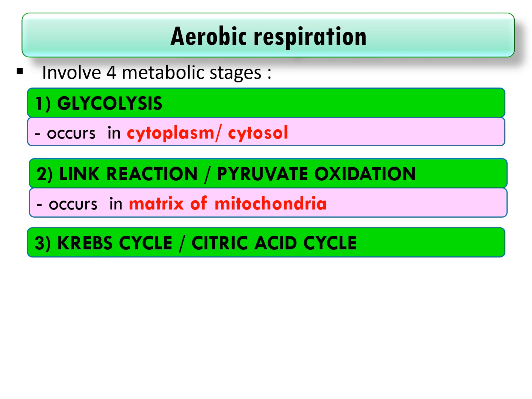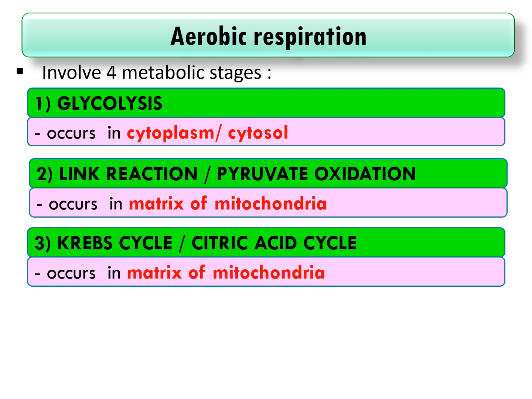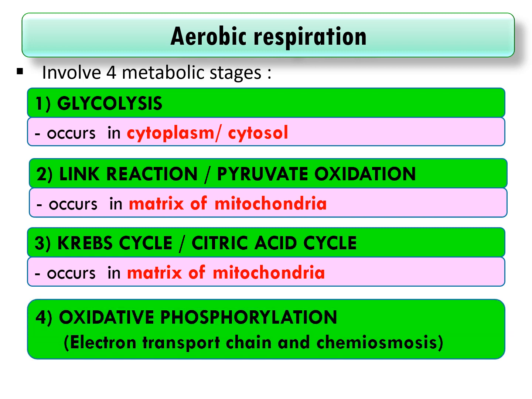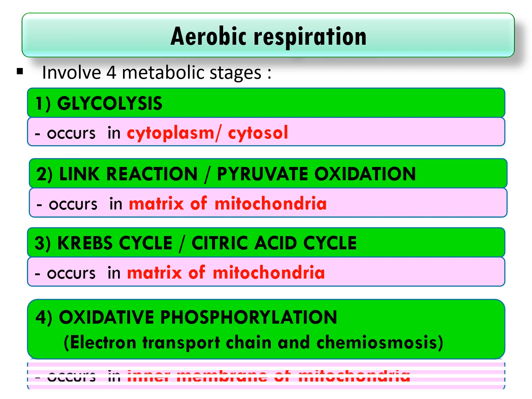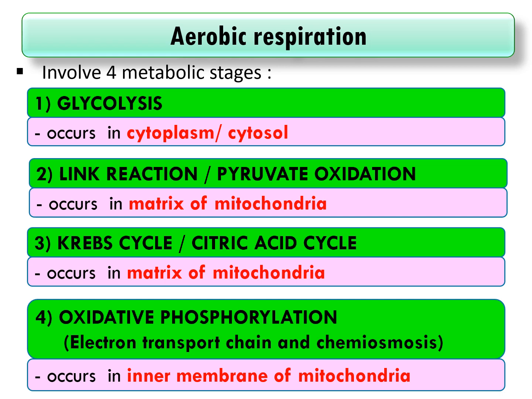The third stage is the Krebs cycle or citric acid cycle. The Krebs cycle occurs in the matrix of the mitochondria, same as the link reaction. And the last stage is oxidative phosphorylation. Oxidative phosphorylation is divided into the electron transport chain and chemiosmosis. Oxidative phosphorylation occurs in the inner membrane of the mitochondria.